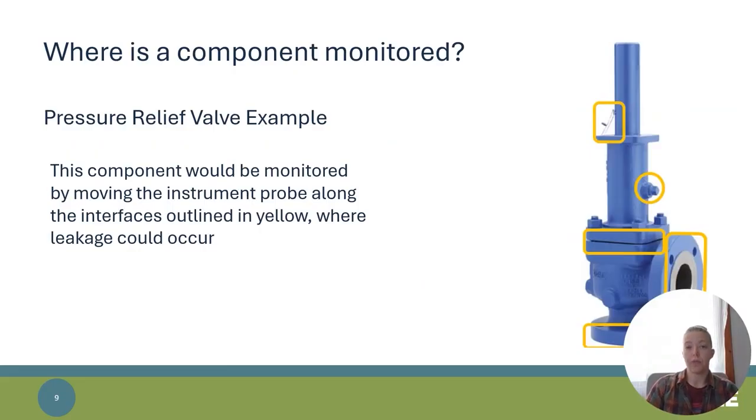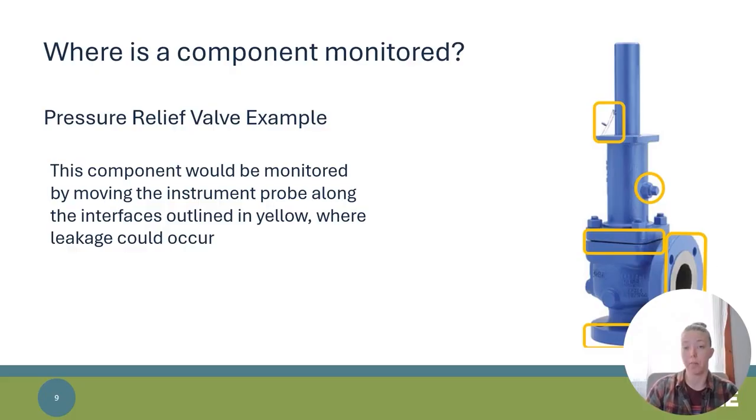Components are monitored for leaks at what are called their leak interfaces. And a leak interface is just anywhere that gases or liquids can potentially escape. Oftentimes, that's where two pieces are joined together and maybe where something uses a gasket or a seal that can degrade over time.